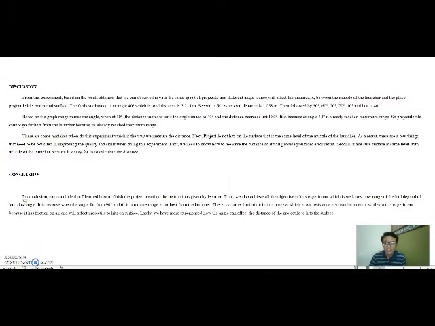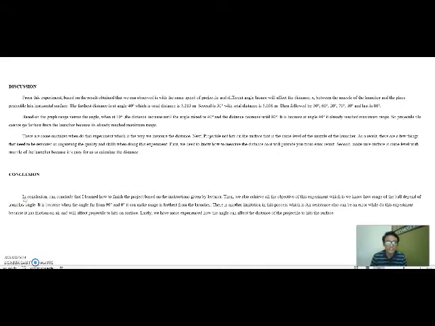Okay, this is the discussion for our experiment. From this experiment, based on the results obtained, we can observe that with the same speed of projectile and different launch angles, the distance x between the muzzle of the launcher and the place where the projectile hits the horizontal surface is affected. The farthest distance is at angle 40, where the total distance is 5.215 meters. Second is 50, with a total distance of 5.058 meters, followed by 30 degrees, 60 degrees, 20 degrees, 70 degrees, 10 degrees, and last is 80 degrees.